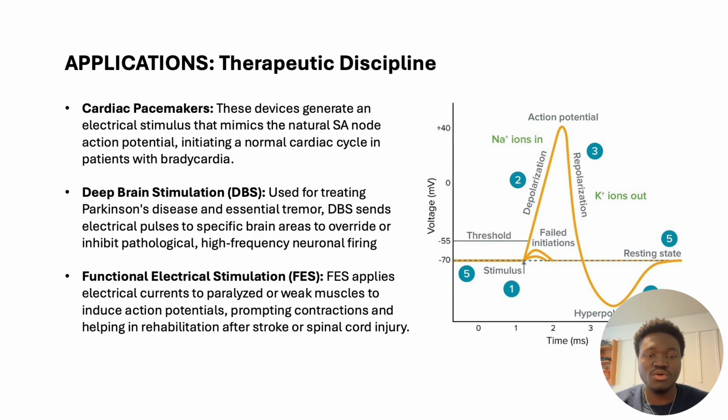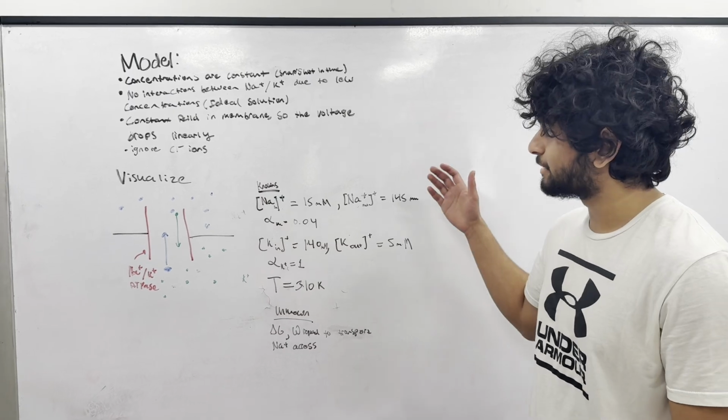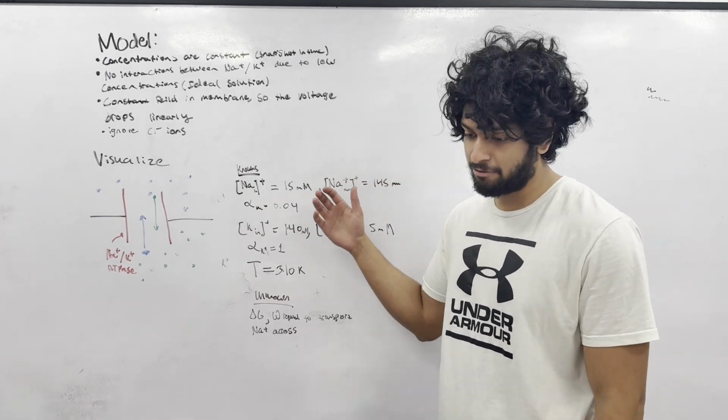Finally, some applications of action potentials are seen in therapy, for example, in cardiac pacemakers, deep brain stimulation, and FES, functional electrical stimulation. These processes help stimulate body movements and muscle contraction to help the process of healing or restoring any dead cells in the body.